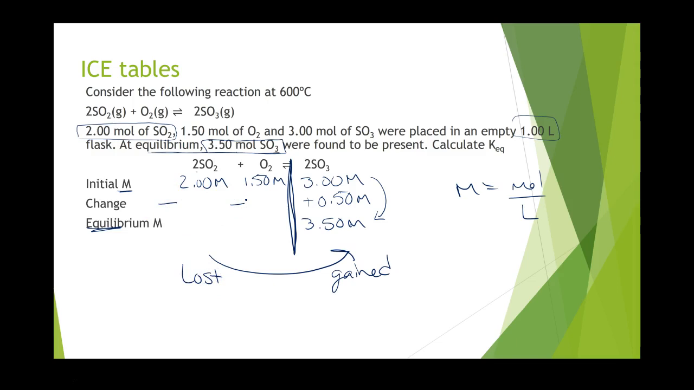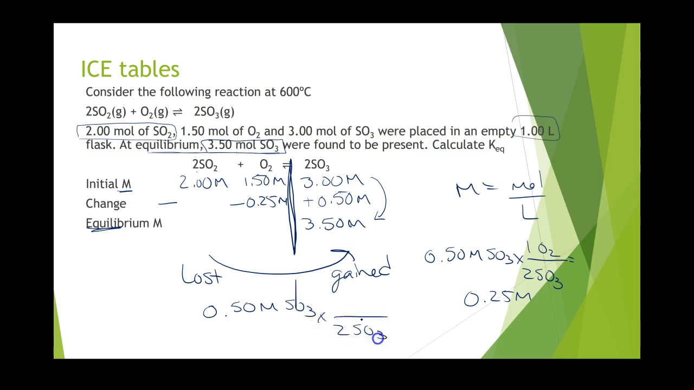And I'm going to use stoichiometry to help me figure out how much they lost. So if I do 0.5 molarity, which is the SO3, and it took 2 SO3s to be made from 1 oxygen, that means the oxygen changed by 0.25 molarity. And if I did the same thing with the 0.5 molarity SO3, and it takes 2 SO3s to be produced from 2 SO2s, that means I lost 0.5 on the SO2s.